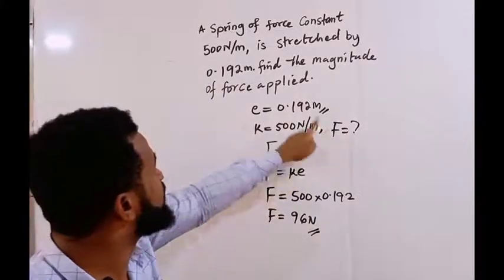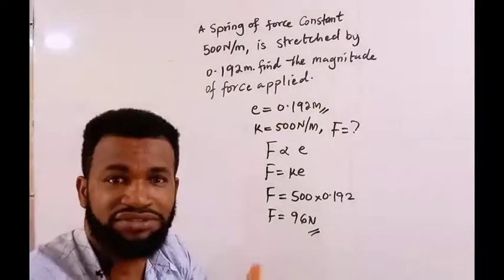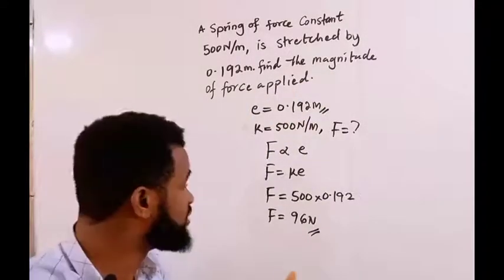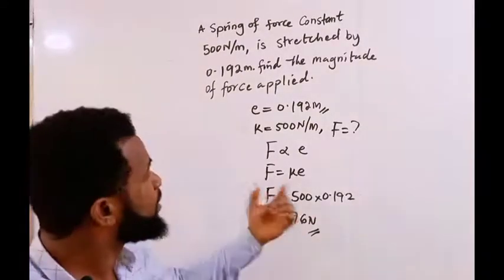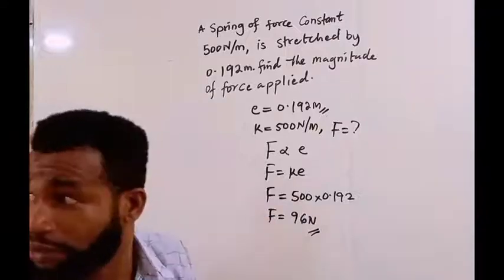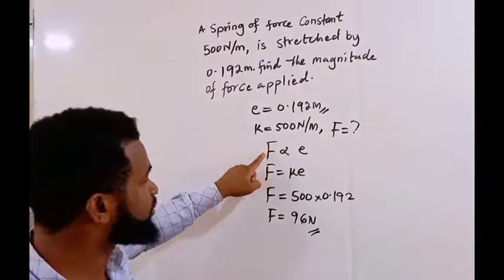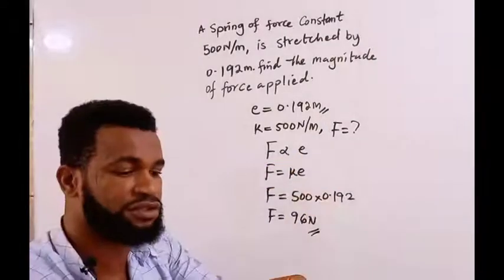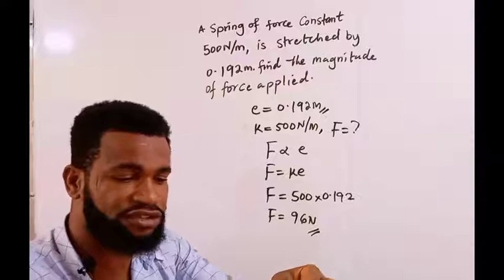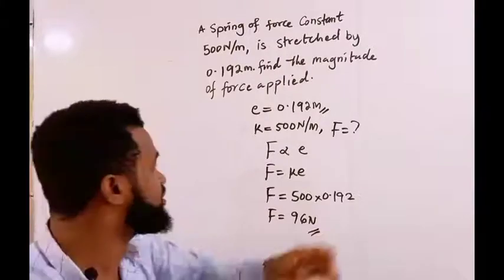Then I don't know the force, because I say find the magnitude of the force applied. There is nothing special about the word magnitude. They just want you to find how big the force is. Now, according to Hooke's law, the force is directly proportional to the extension. That means the force and the extension apply again, extend. So the more you are pulling, the more it's increasing.